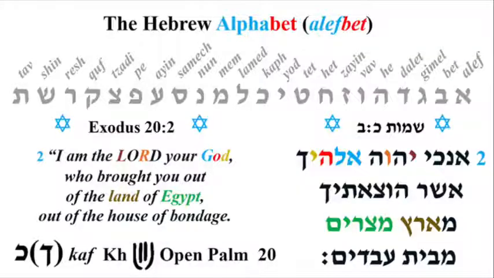So now you can read the whole Exodus 20:2. Anoki, Yahweh, Eloheka, Asher, Hotzateka, that's a mouthful, Hotzateka, Ma'aretz Mitzrayim, Mabet Obedim. And you know all those words now. It's kind of cool, isn't it? Here's another one. Look at this.